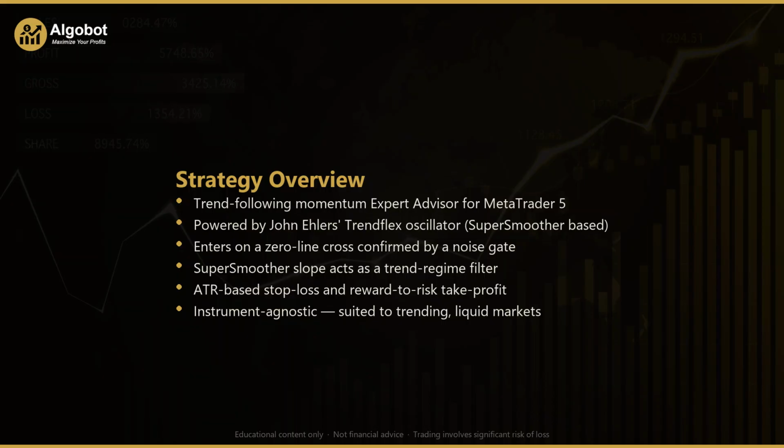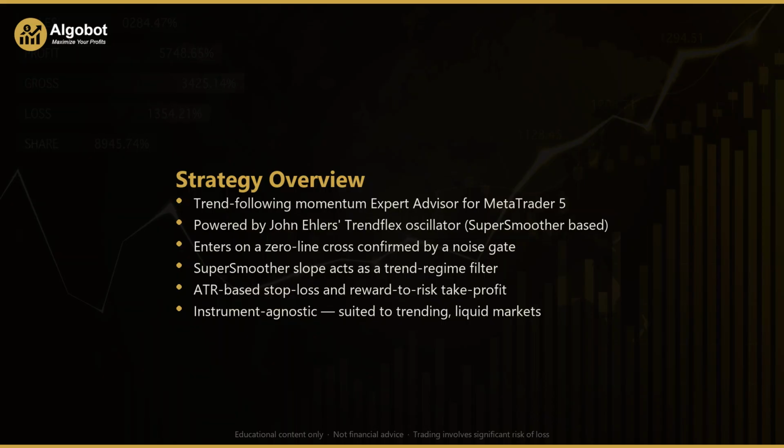First, price is passed through a two-pole SuperSmoother filter. Think of that as a gentle low-pass filter that strips out high-frequency noise while adding almost no lag. So we're working with a clean version of price. Then Trendflex measures how far that smooth price now sits above or below the average of its own recent history. When a genuine trend is underway, that gap grows, and the oscillator swings to a strong positive or negative reading. When the market is just chopping sideways, the reading hovers close to zero.